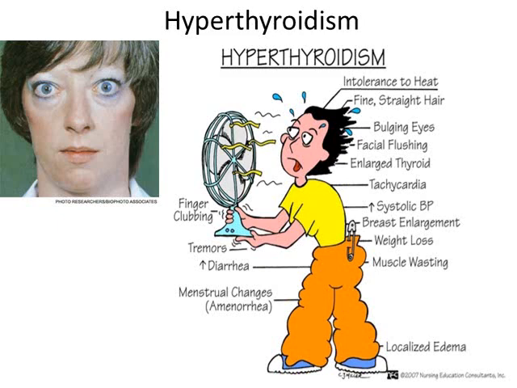Now we will discuss one of the thyroid diseases, which is hyperthyroidism. Hyperthyroidism is characterized by a lot of symptoms like heat intolerance, fine straight hair, bulging of the eyes, facial flushing, enlarged thyroid, tachycardia, increased systolic blood pressure, breast engorgement, weight loss, muscle wasting, diarrhea, menstrual changes if she is not pregnant, and the tremor and the clubbing of the fingers.